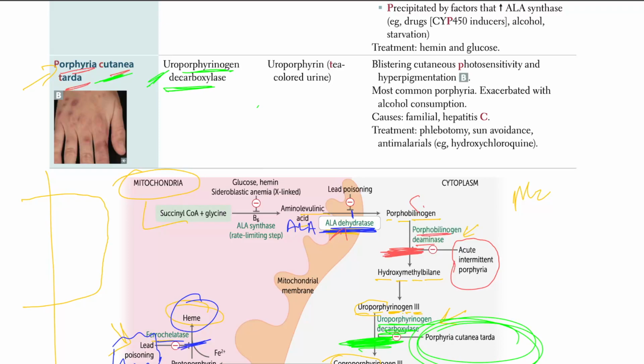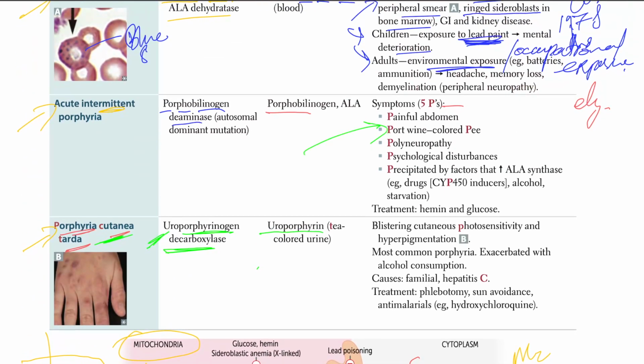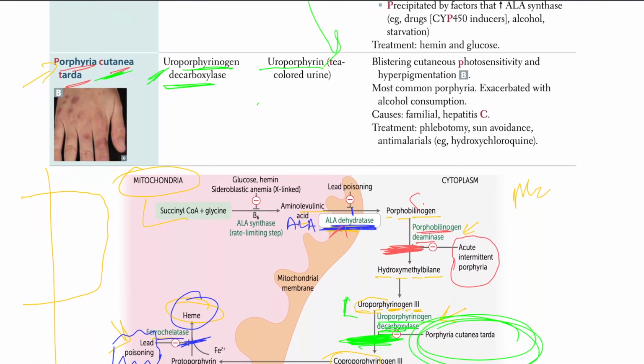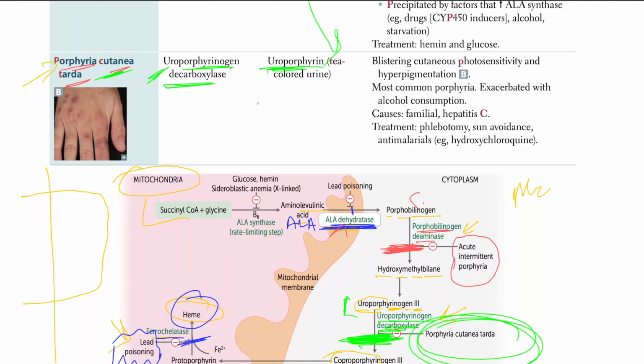So what is going to accumulate? This guy is going to accumulate uroporphyrin, which causes a tea color. Here you had a red color urine, port wine reddish color. Here you have tea colored urine, just because of different products. Here you just have uroporphyrin, which is a tea colored urine. And what other symptoms are you going to have?